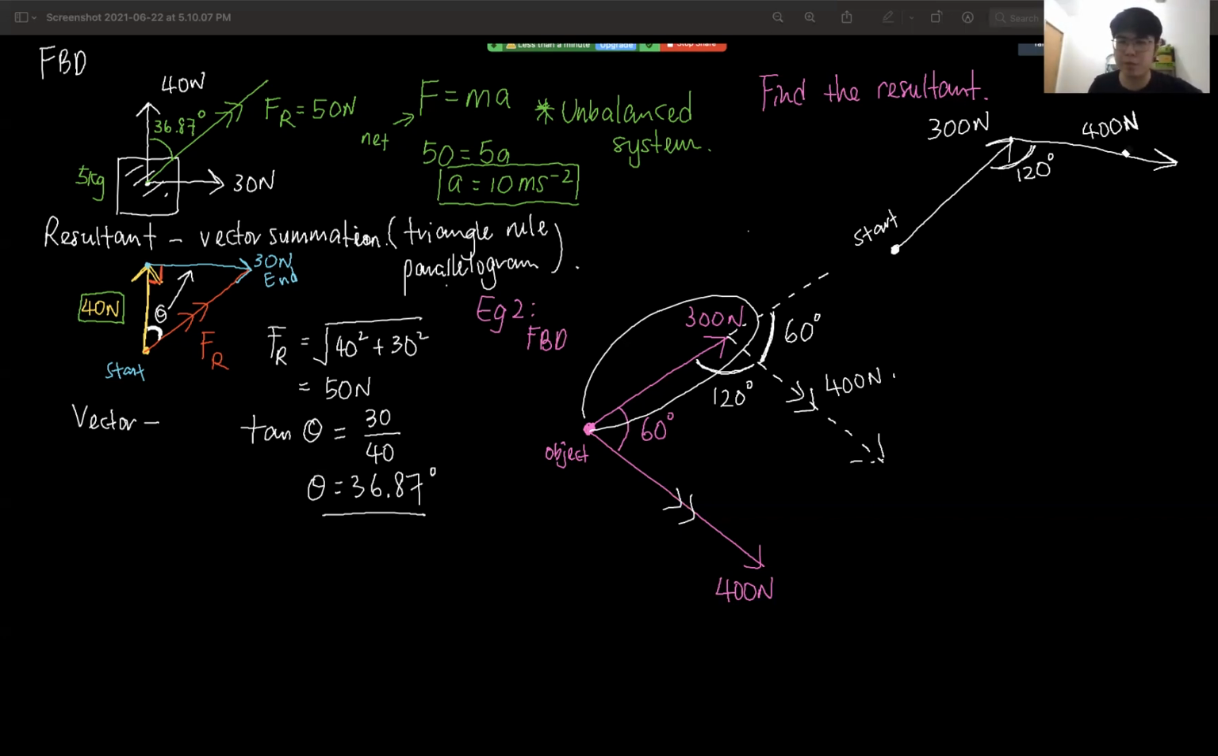Okay, let me draw it nicely. Okay, like this, 120 degrees. And then start here, and here. Is there any other vector? No more, only two vectors. So this vector plus this vector, I get a resultant vector. From start to end, I draw an arrow going to the end point. This is FR.